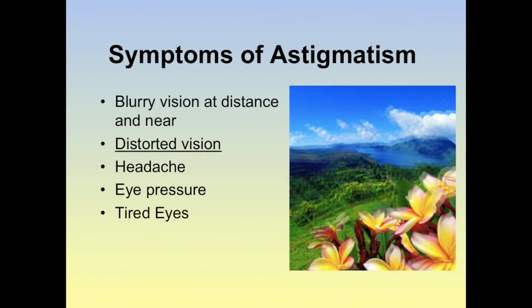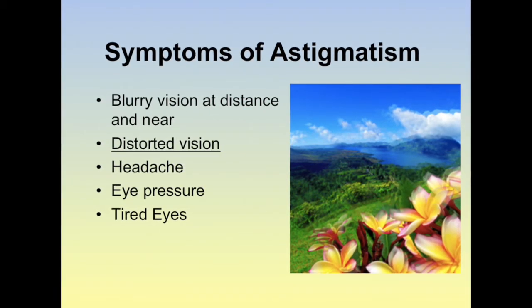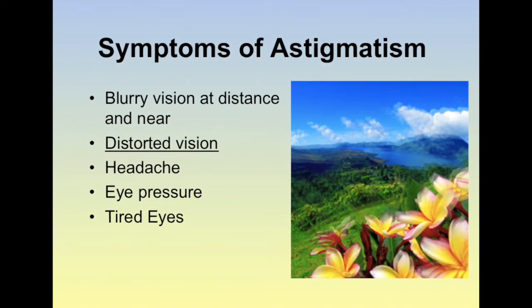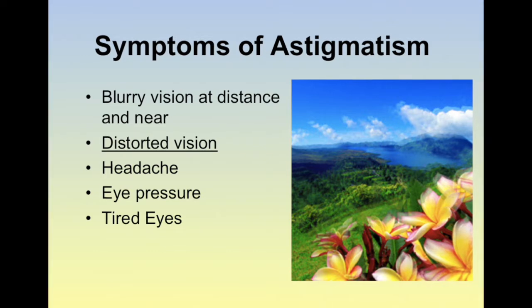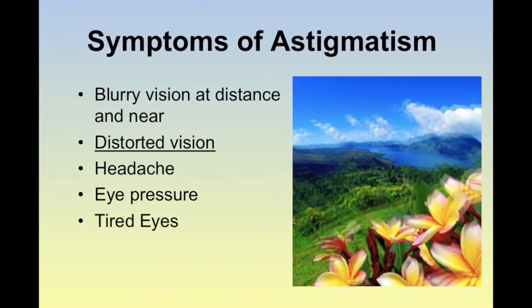So typically a patient who has astigmatism will complain of blurry vision both at distance and near. So my vision is blurry for far and near. And it tends to be a little bit of a distorted vision. Things are just sort of stretched, and they'll often have headaches because they tend to squint their eyes to clear things up.